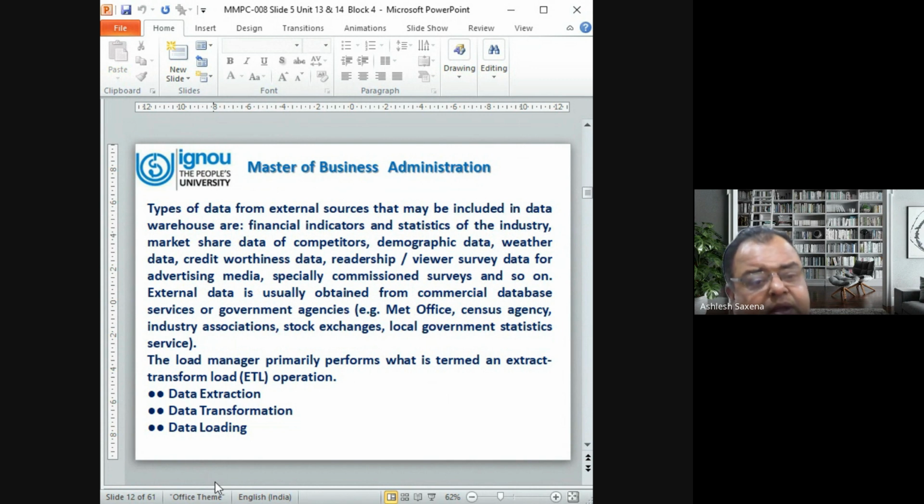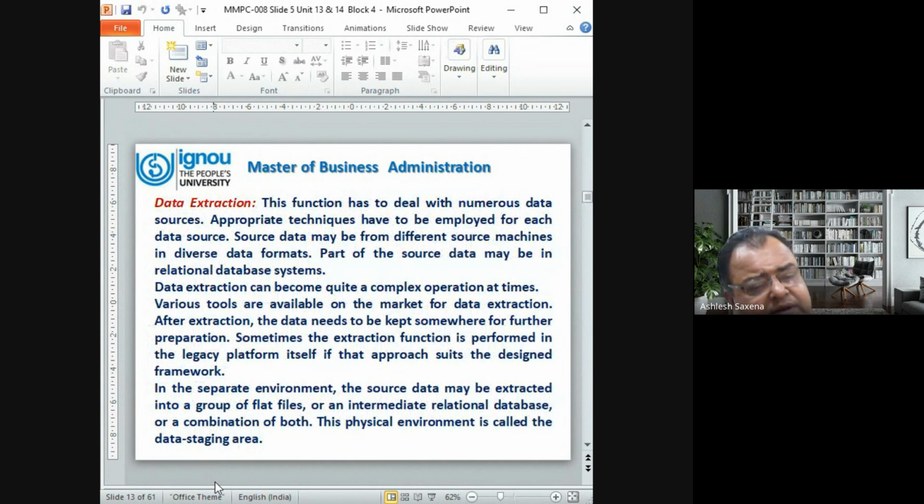External data is usually obtained from commercial database services or government agencies, that is, the Met Office, census agencies, industry associations, stock exchanges, local government statistics surveys, and many more. The load manager primarily performs what is termed as extract, transform, load (ETL) operations, which include data extraction, data transformation, and data loading. Data extraction is a function that has to deal with numerous data sources.